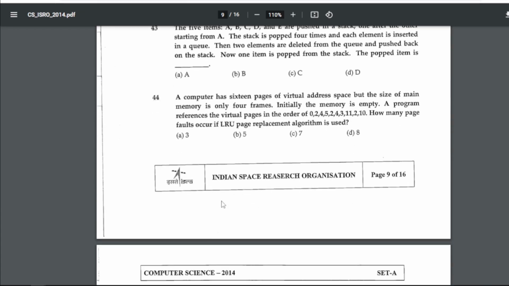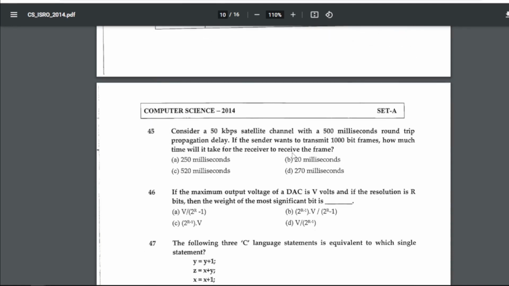Question number 44 is: a computer has 16 pages of virtual address space, but the size of main memory is only 4 frames. Initially the memory is empty. A program references the virtual pages in this order. How many page faults occur if the LRU page replacement algorithm is used? So for 44, if you solve this, you will get the answer as 7, that is option number C.